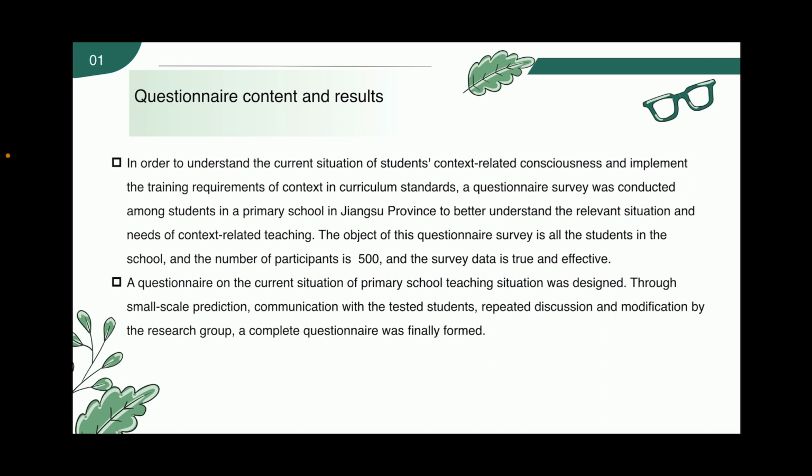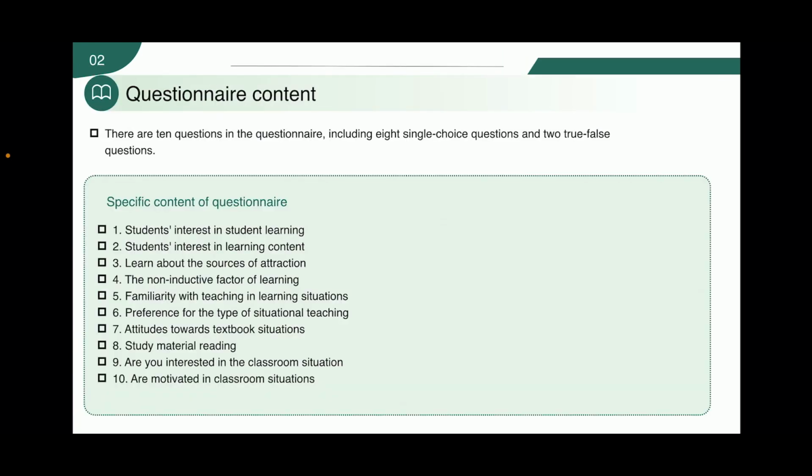A questionnaire on the current situation of primary school teaching was designed. Through small-scale pre-testing, communication with the tested students, repeated discussion and modification by the research group, a completed questionnaire was finally formed. There are 10 questions in the questionnaire, including 8 single-choice questions and 2 true-false questions.